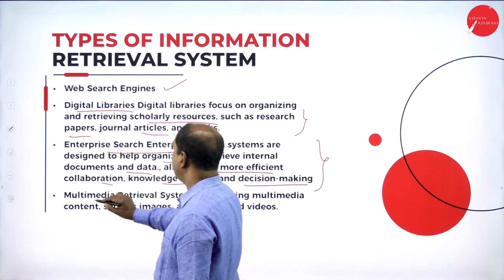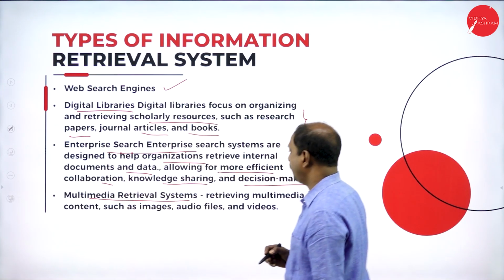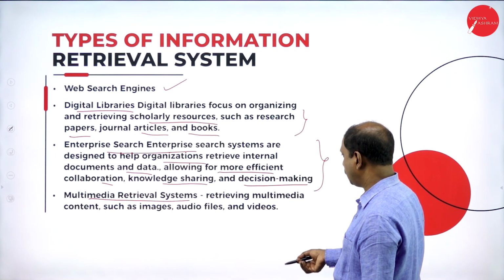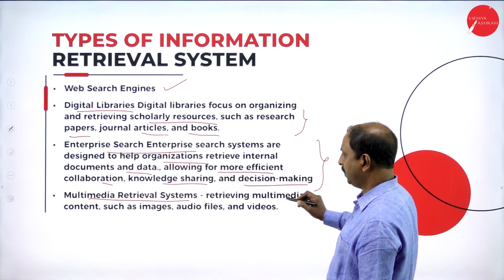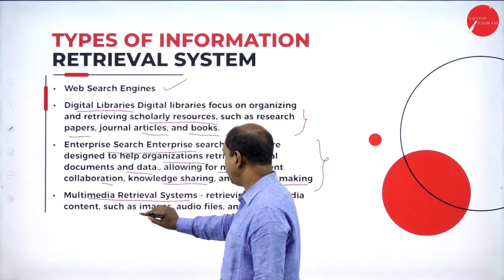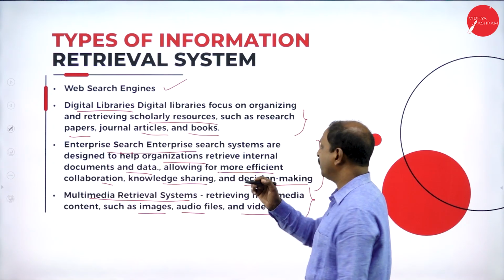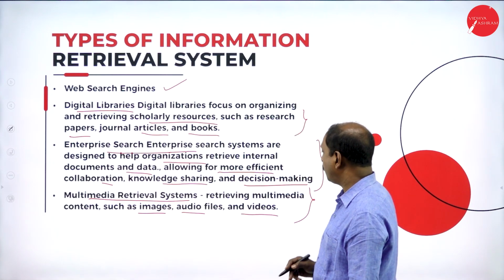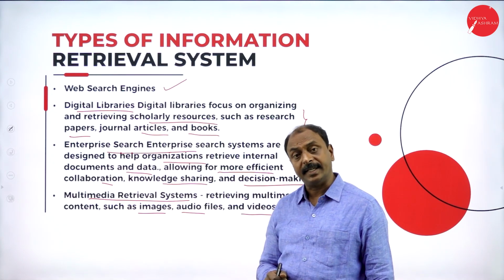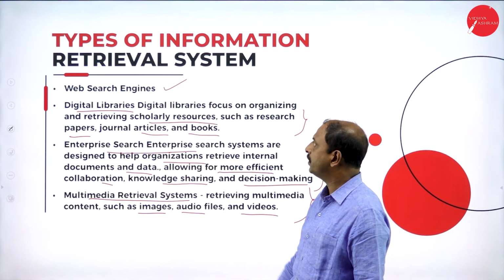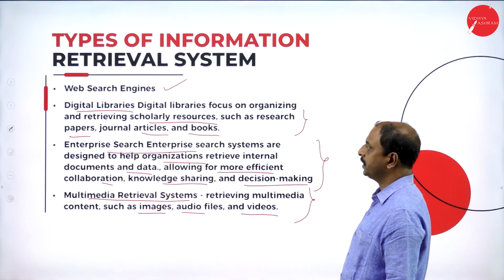Next one is the multimedia retrieval system. If we talk about multimedia retrieval systems, here we are retrieving information or multimedia content such as images, audio and videos. These are all another type of information retrieval in the form of multimedia content. These are all different forms of information retrieval.